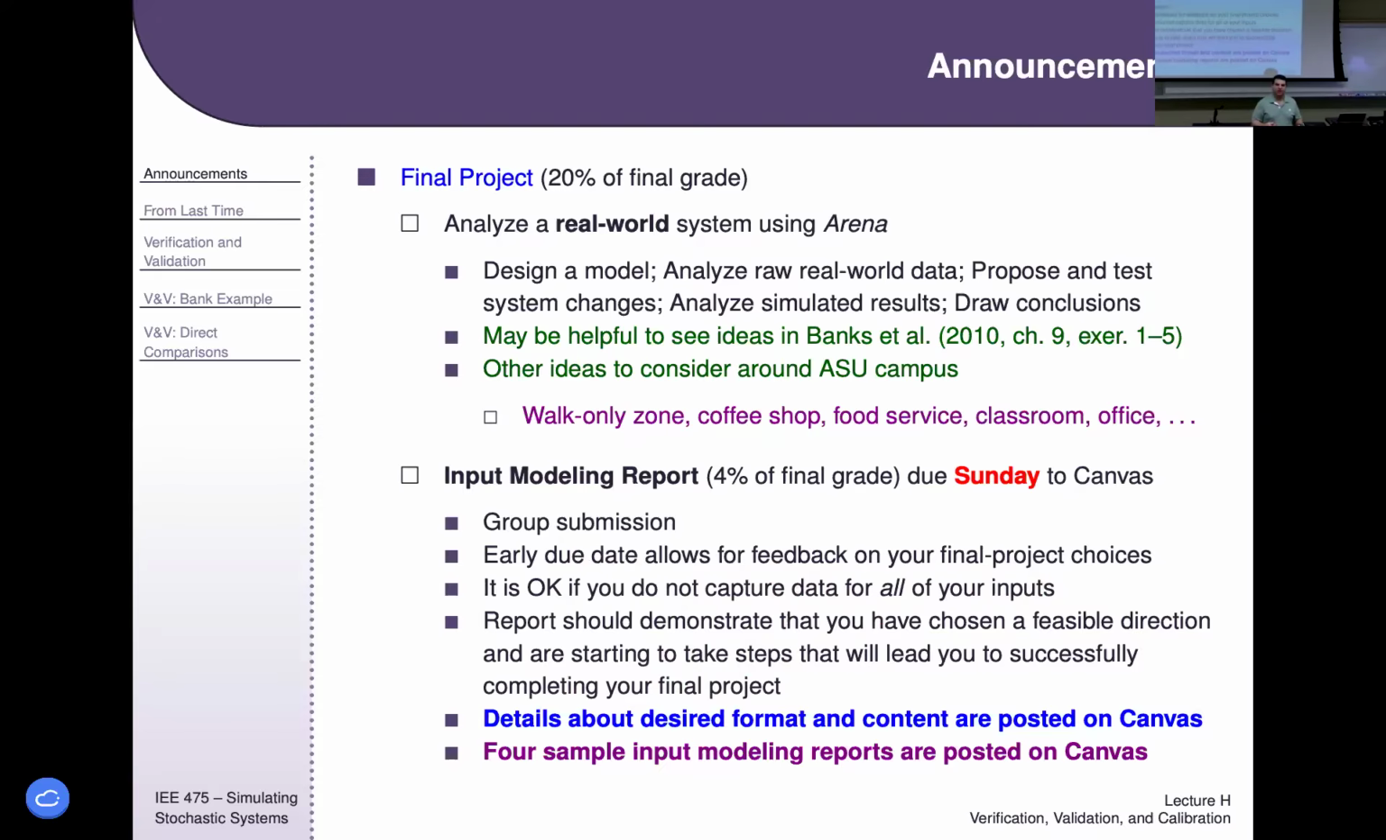This is not a long report. It should be a lot shorter than your normal lab reports, roughly 2 pages at max. So I'm not looking for a lot. I just am going to see that, okay, you've selected a system, it makes sense why you've selected that system, and you have access to that system. Those are the key things I'm trying to get out of this. And then there are some sample input modeling reports from previous semesters on Canvas, as well as some sample final project reports on Canvas as well. Okay.